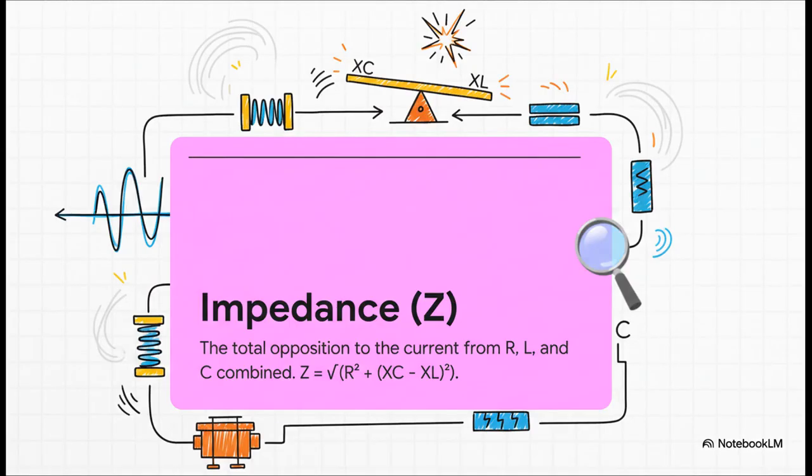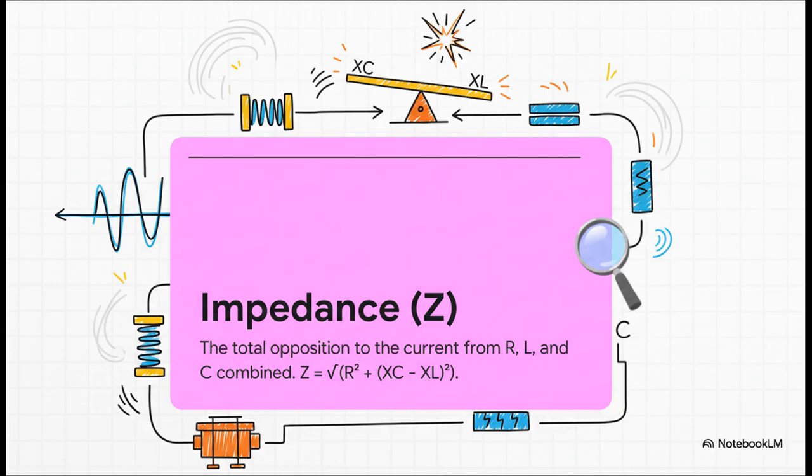Now, when these three are in a team, things get interesting. Their effects don't just add up simply. You have the lazy inductor pulling one way and the energetic capacitor pulling the exact opposite way. It's like a constant tug of war between them. And this creates a total opposition that's a bit more complicated than just simple resistance. We call this total combined opposition from the whole team impedance, and we use the letter Z for it.